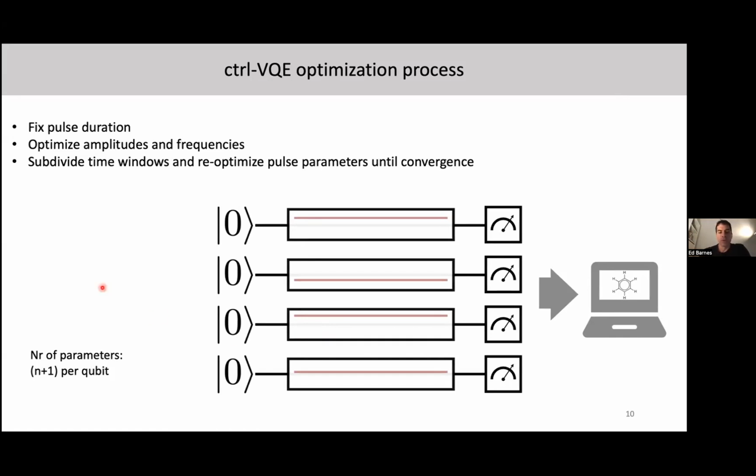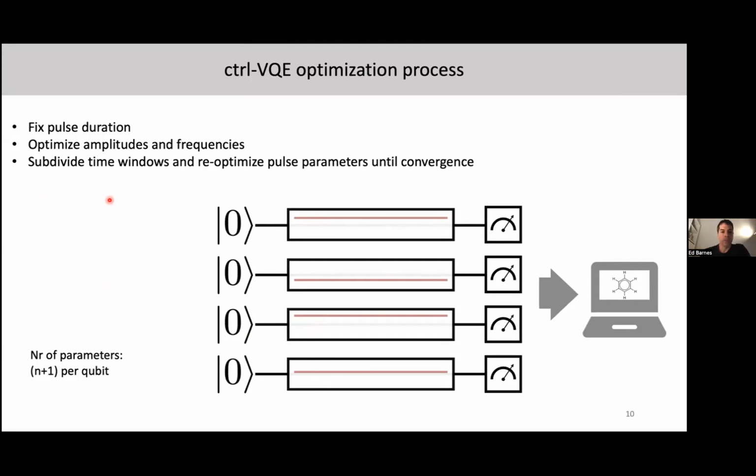So the way that we can approach this adaptive version of control-based VQE is to, first of all, just suppose that we apply constant amplitude pulses to each of the qubits, as shown schematically here for 4 qubits. And initially, we optimize the amplitudes of each of these pulses and also the frequencies.